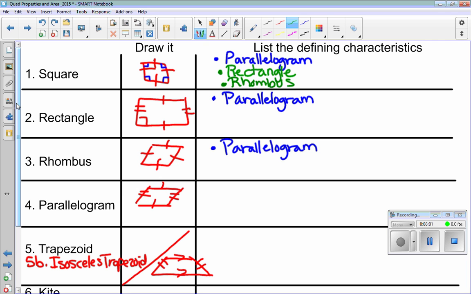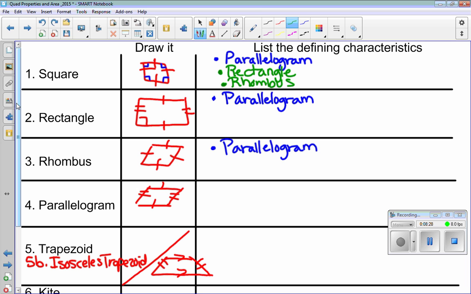So a square has all the properties of 1, 2, 3, and 4 together. Okay? So anything that's true about a rectangle will also be true about a square. Anything that's true about a rhombus will also be true about a square. Anything that's true about a parallelogram will be true for any of those. Okay? All right. So let's go ahead and list what the properties for rectangle and rhombus and parallelogram are.